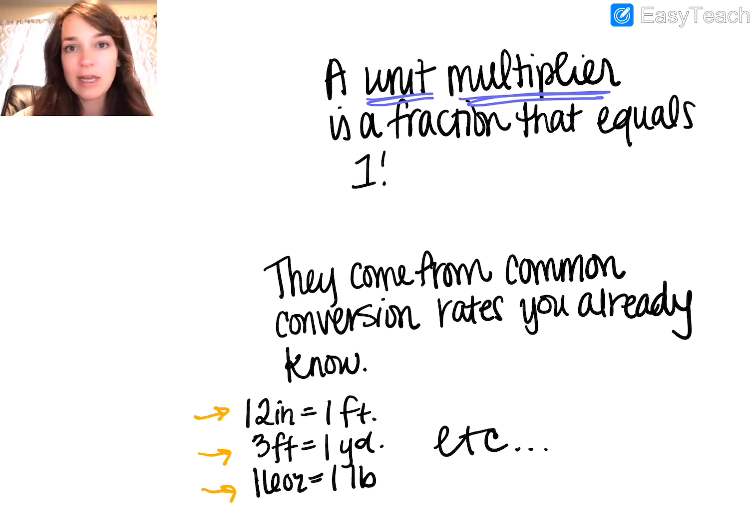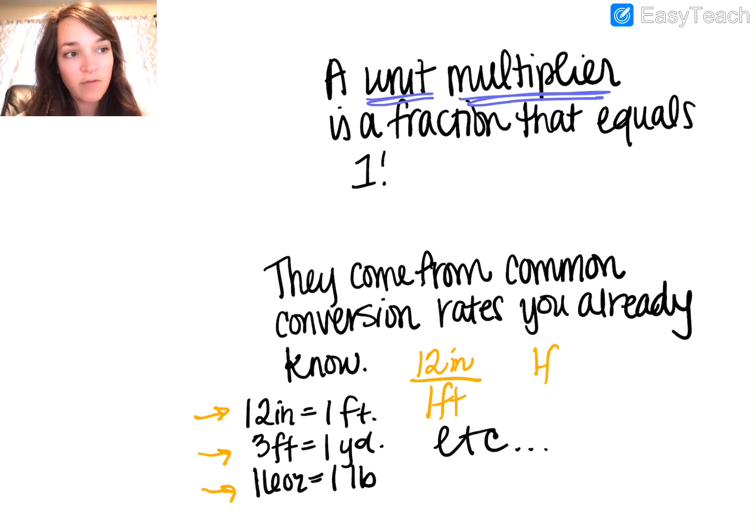That's not new information. The way that you're setting this up and using it to convert is what will look a little bit different, okay? So a unit multiplier used from 12 inches and 1 foot could look like this: 12 inches for every 1 foot, or it could be flip-flopped. It could be 1 foot for every 12 inches.